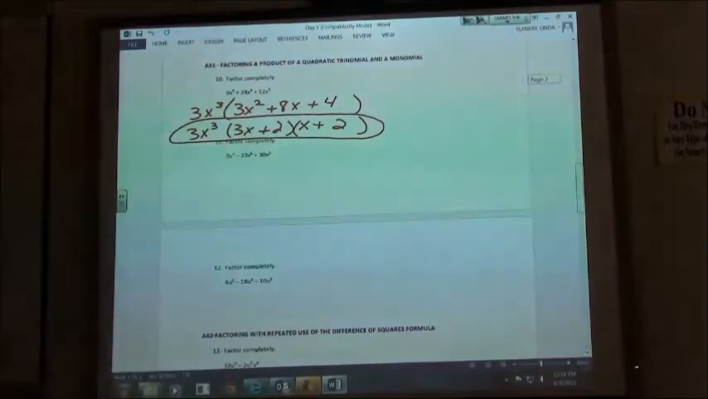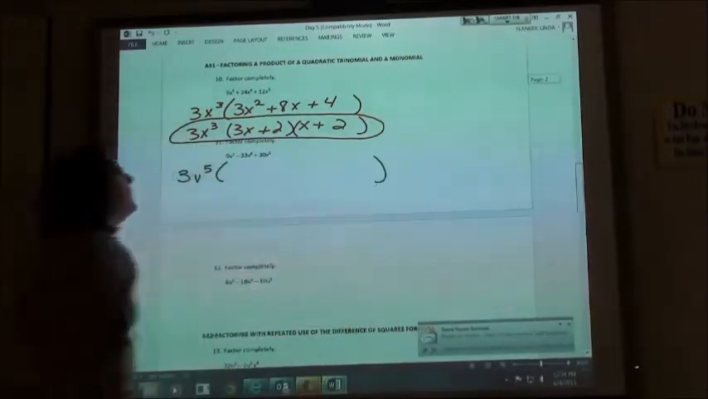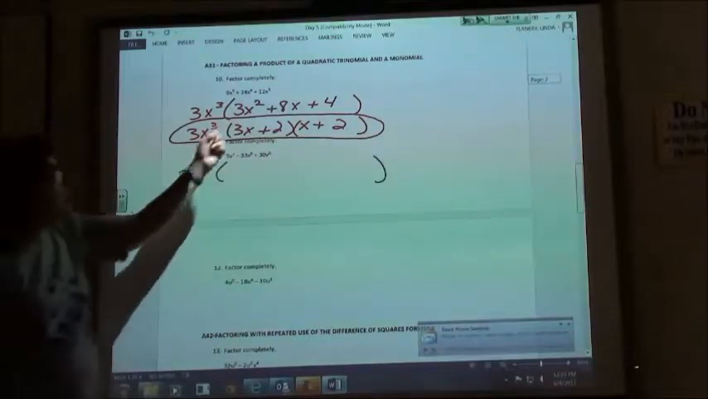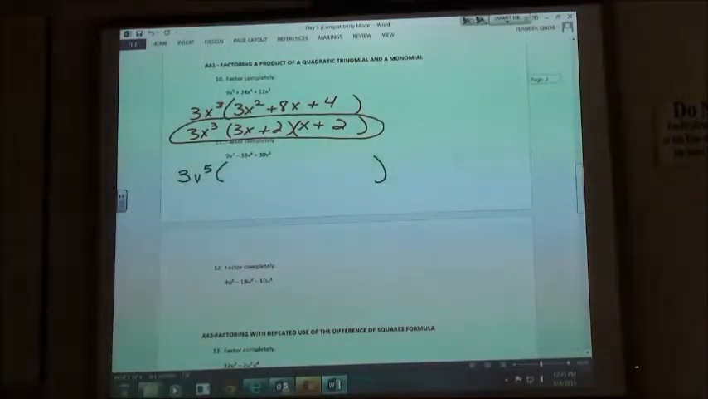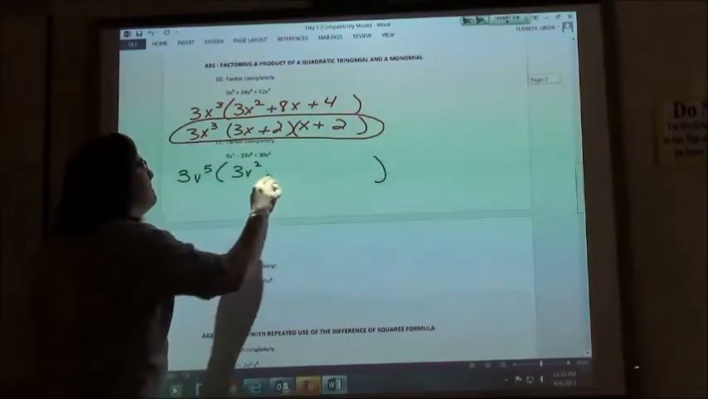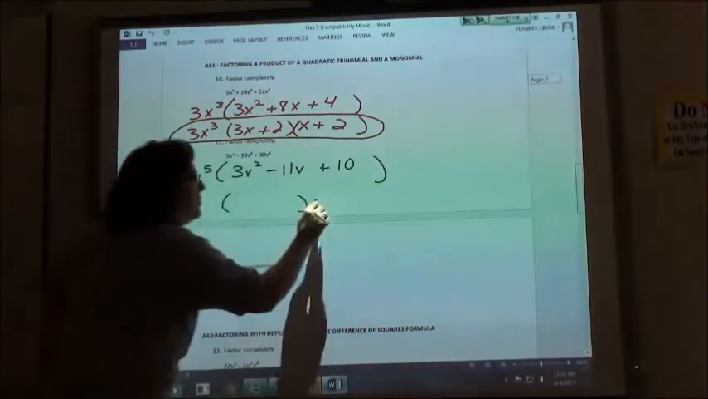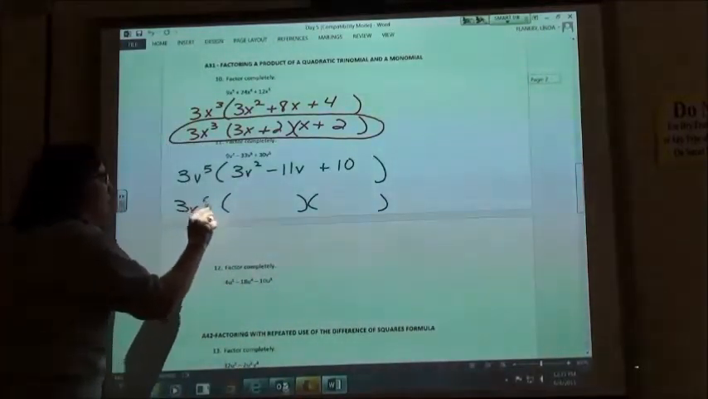So number 11, if I'm going to factor that completely, my first thing I want to do is take out my greatest common factor, and my greatest common factor would be 3b to the 5th power, exactly. And you should end up with a quadratic expression, so if you're not, that's a good sign that something's going crazy. When I divide that out, what do I have left in my parentheses? 3b squared minus 11b plus 10. And again, that's probably going to factor out. Most of the time it will.